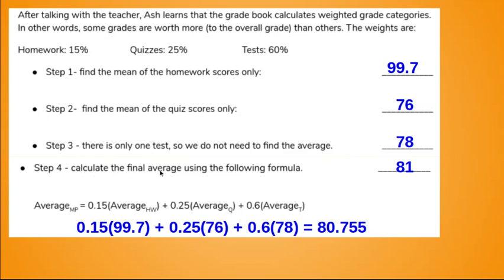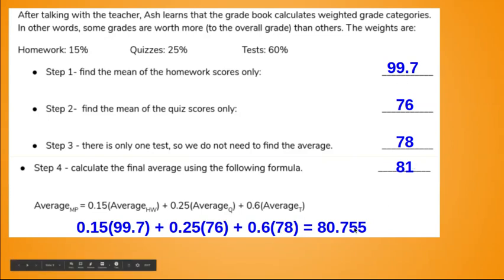Step 4, calculate the final average using the following formula. It's this formula down here. In order to find the marking period average, we're taking the homework average, multiplying it by its weight, given to us up here. Taking the quiz average, multiplying by the weight, given in the problem. And then we're taking the test average, and we multiply it by the weight given in the problem. And so I just substituted in the means that we found here.